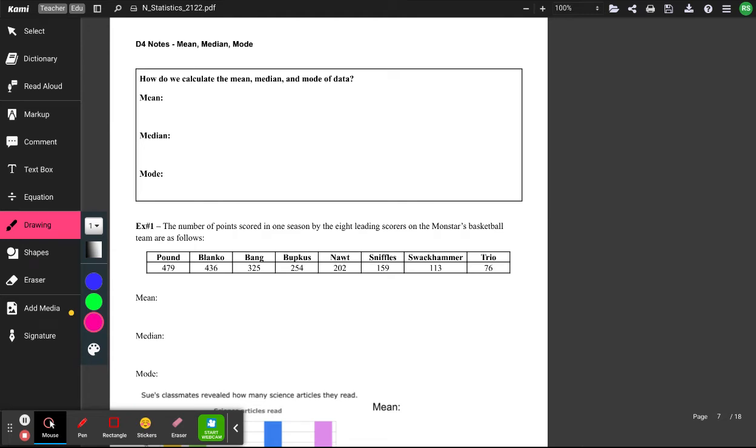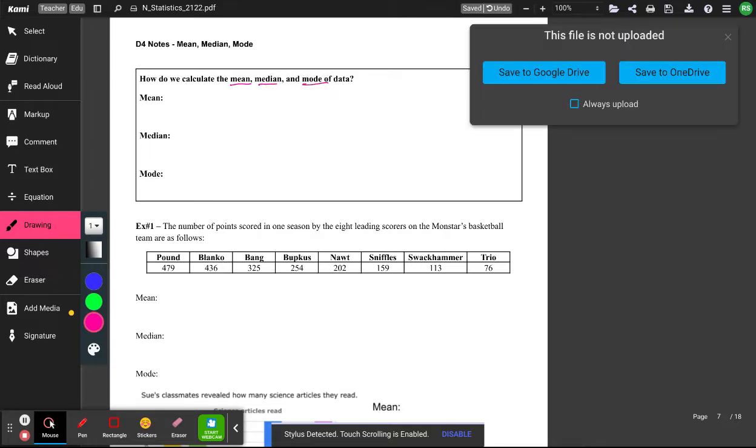All right, everyone. Today we're going to be talking about mean, median, and mode for our data sets. So next step in our statistics unit here, I'm going to walk you through the steps of calculating the mean, the median, and the mode. We'll start with a couple of basic definitions.